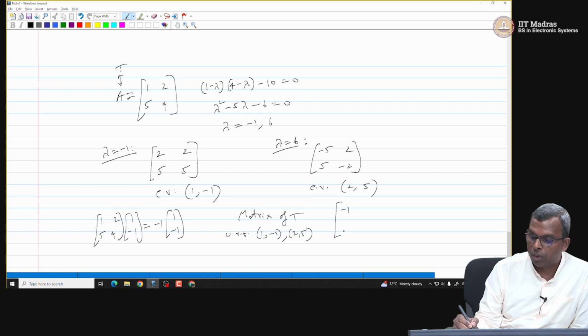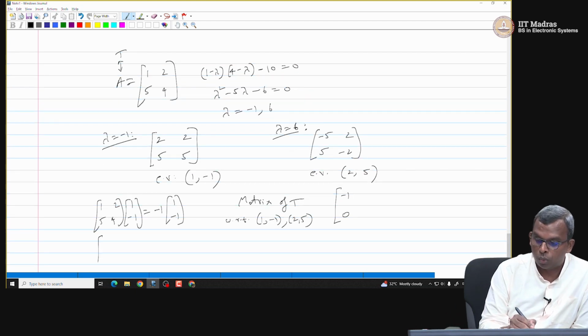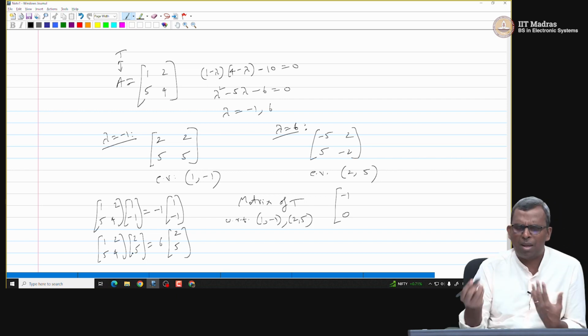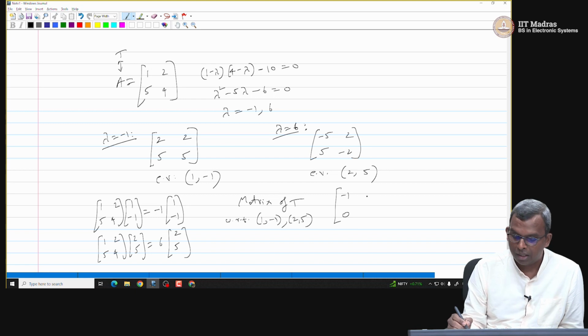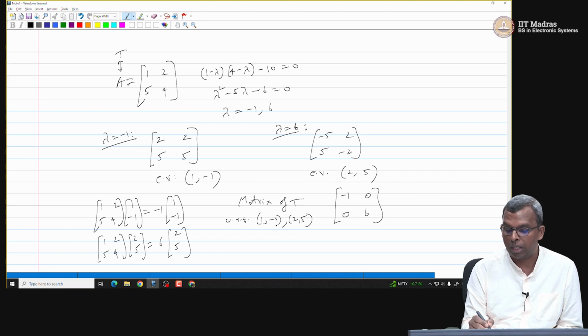So it will be minus 1, 0, and then if you do 2, 5, again you can check, it should come out correctly. It will be 2 plus 10, 12, 12 is 6 times 2, and then 10 plus 20, 30, 2, 5. Okay, so the same things that we solved. So 6 times 2, 5 is 0, 6. So the matrix of T with respect to this basis 1 comma minus 1 and 2 comma 5 is minus 1, 0, 0, 6.